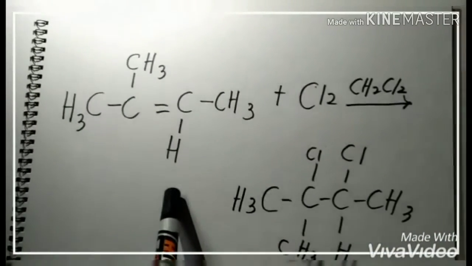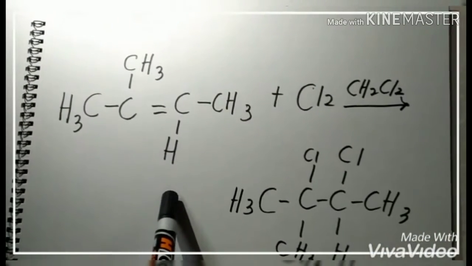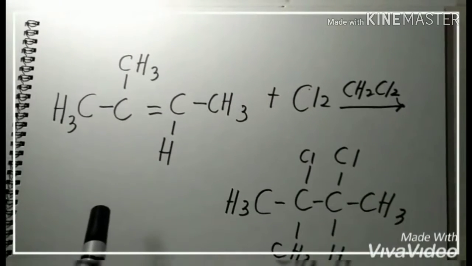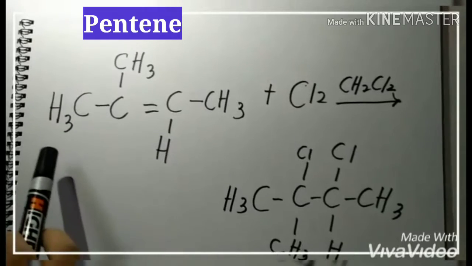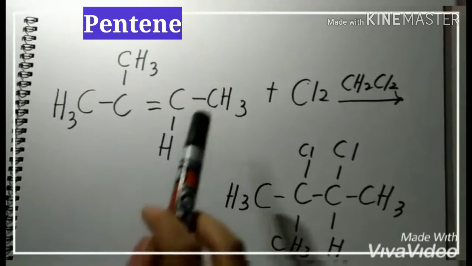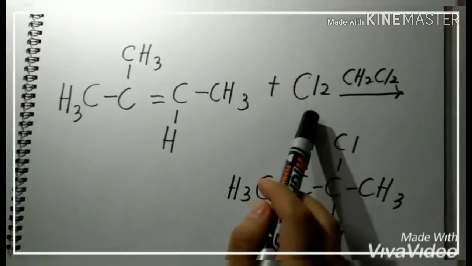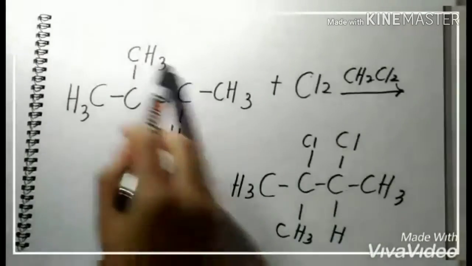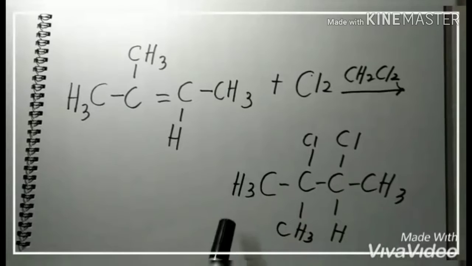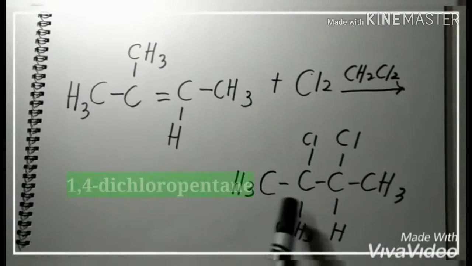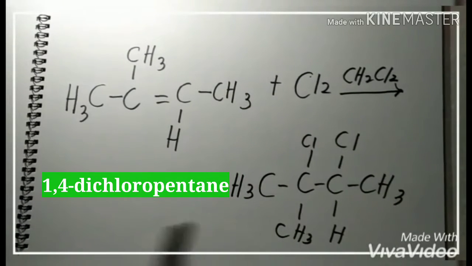This is the expanded formula for 1,4-dichloropentane. Okay, when we expand the pentene that was added to the Cl2, the double bond will disappear and two atoms of Cl are added into the formula to form 1,4-dichloropentane.